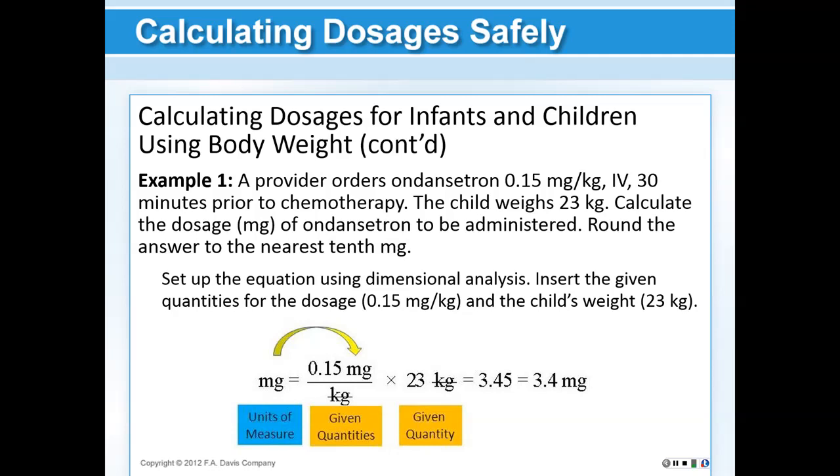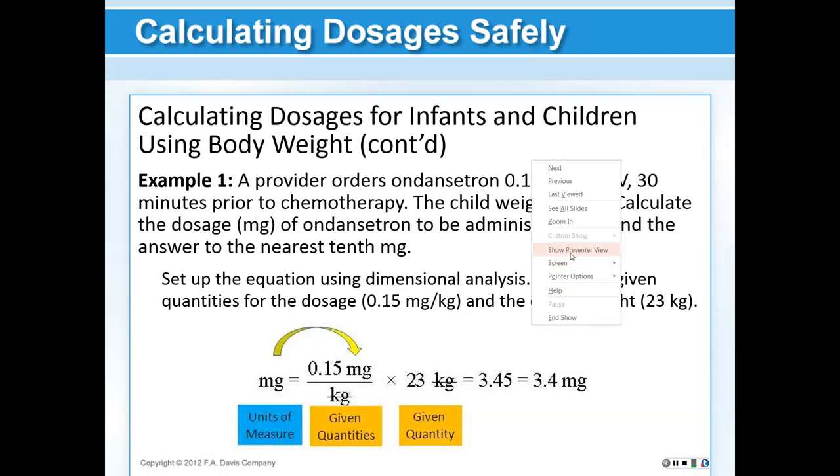The example we have here is a provider ordering a medication, 0.15 milligrams per kilogram via IV route, 30 minutes prior to chemotherapy. The child's weight is 23 kilograms, and we need to figure out, as the nurse taking care of this child today, how many milligrams we would administer, rounding to the nearest tenth. So we would set up using dimensional analysis.